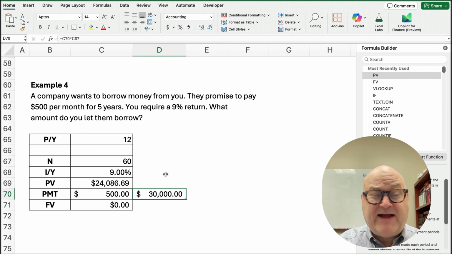So you can do lots of calculations with the calculator. The BA II Plus can do present value, can do future value. The previous video is on future value. The next video is on calculating payments.